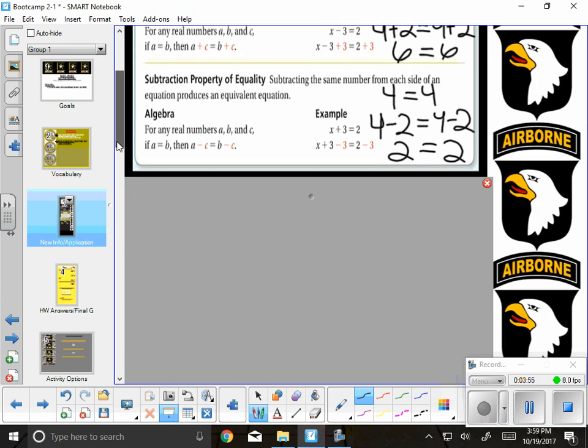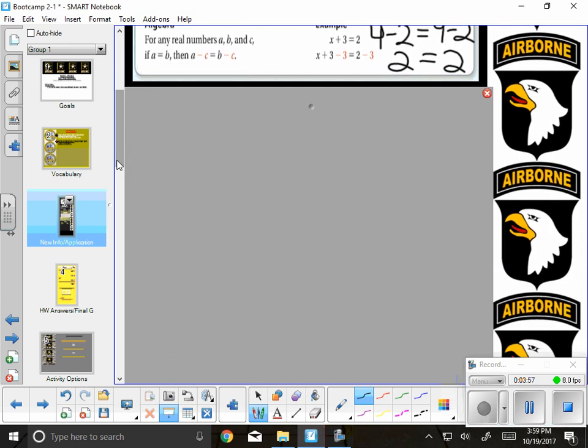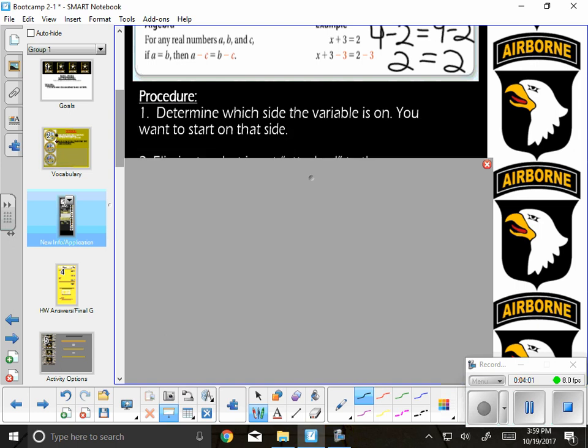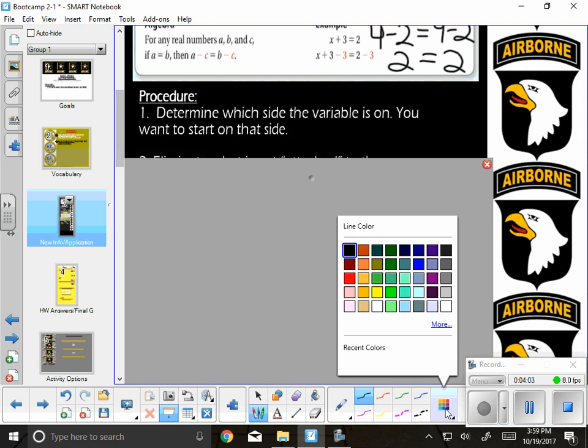So now, to add a little bit more information, we're going to go through a step-by-step procedure on how to solve these one-step equations. As a reminder, with one-step equations, you definitely need to show your work. I know a lot of you will want to say, oh, I can figure it out in my head, but the only way to make sure you don't make mistakes is showing your work. Step 1 of the procedure is to determine which side the variable is on. That's the side you're going to want to start on.